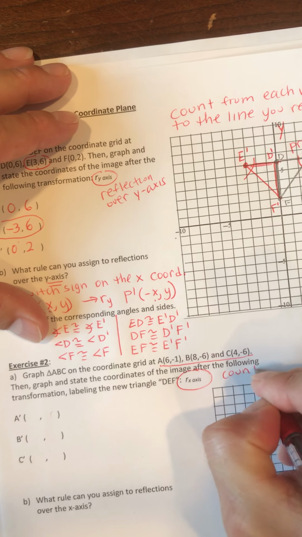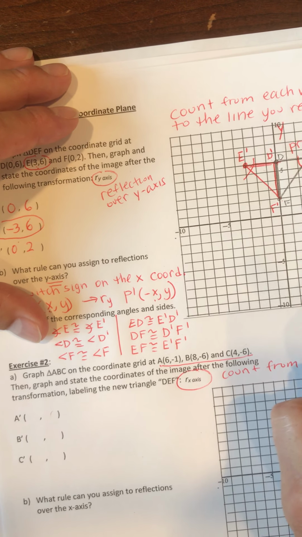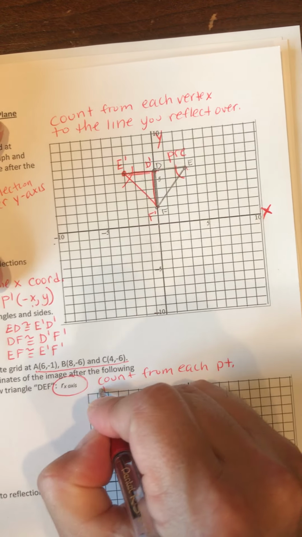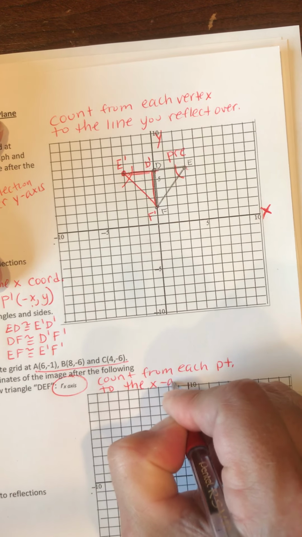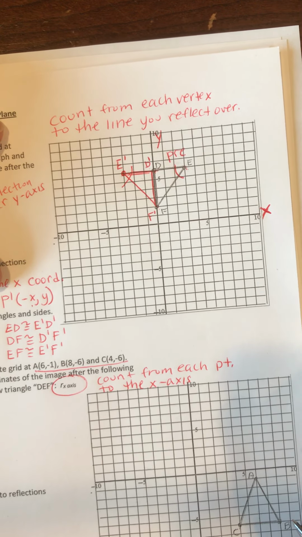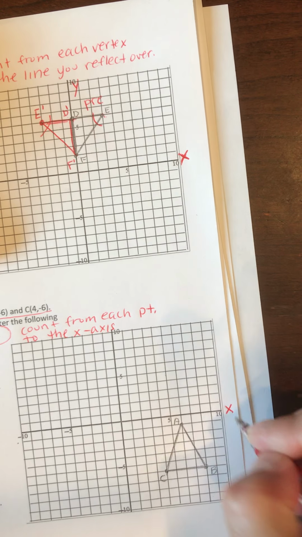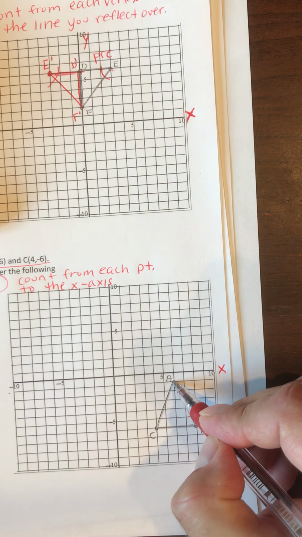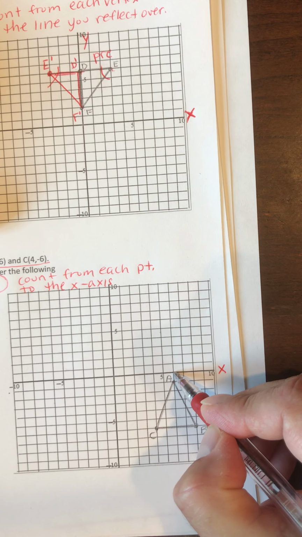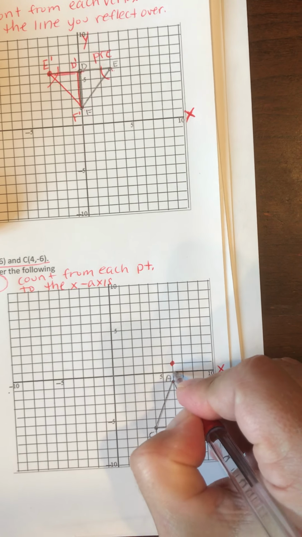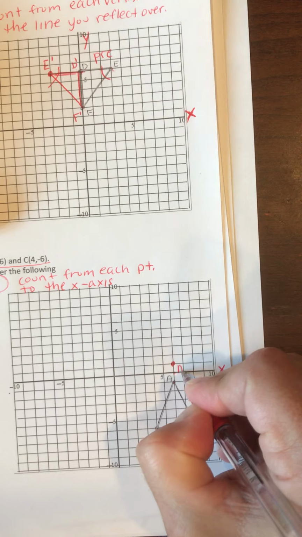So we're going to count from each point to the x-axis. And then we're going to continue in the opposite direction, right? So here we go. This time, this is our x-axis. So from each point, we're going to count. A, if you notice, is one below the x-axis. It's got to flip, so it's going to have to become one above the x-axis. This is the same distance from here to here, there to there. That's A prime.